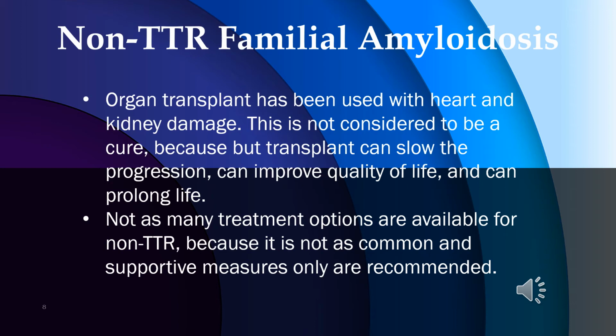There are not as many treatment options that are available for non-TTR familial amyloidosis because it's considered a rarer type. It's not as common. So more often than not, you're going to hear a lot more about supportive measures than anything else. And in a lot of cases, if things are too far progressed, then supportive measures only are what you're going to hear recommended.